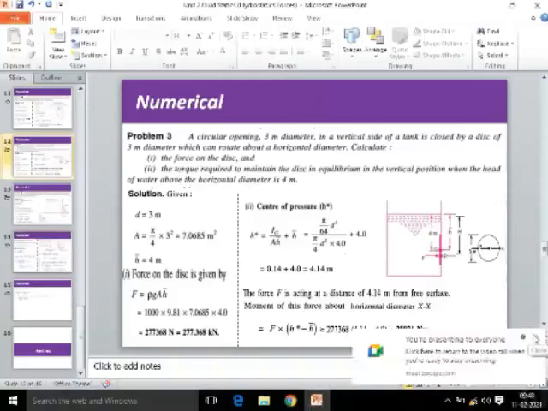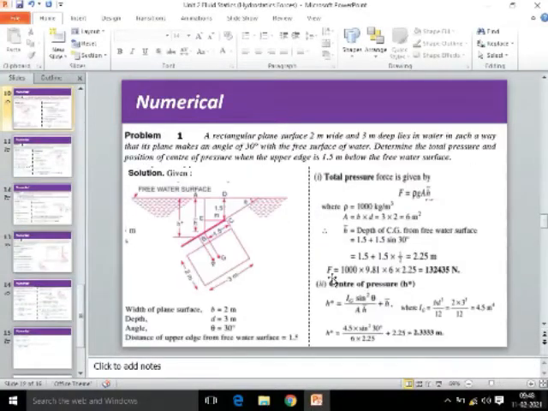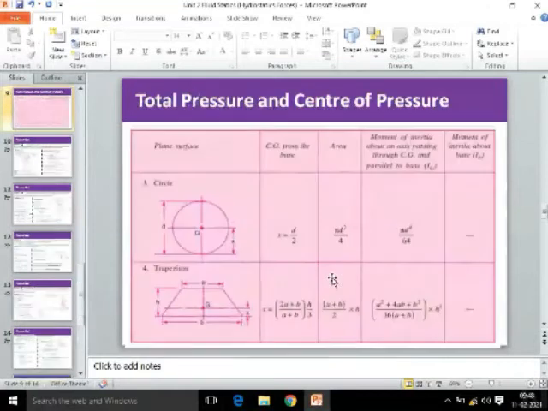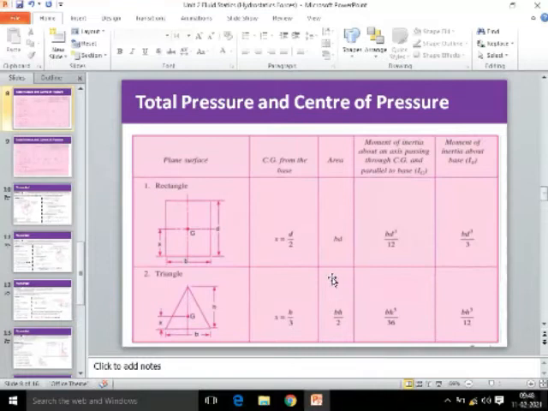Welcome to today's lecture. In our last lecture, we had started with the numericals on hydrostatic forces. We had seen the problems on total pressure and how to find the depth of center of pressure. The total pressure force is given by P equals rho g A h bar, and the depth of center of pressure is given by Ig sin square theta upon A h bar plus h bar. It is denoted by h star.